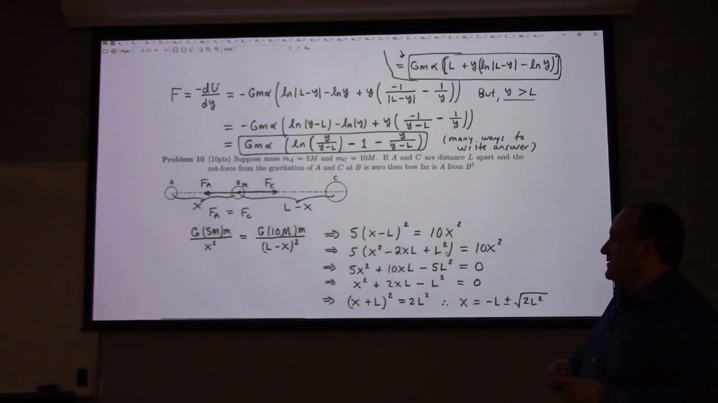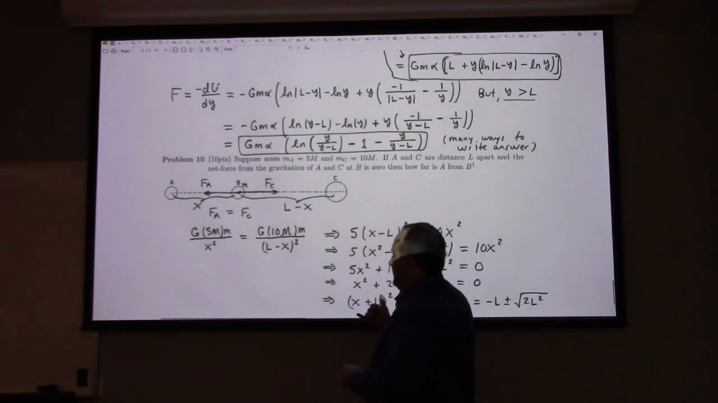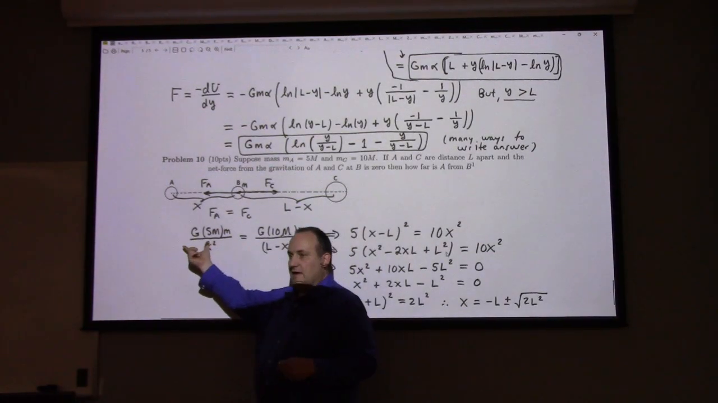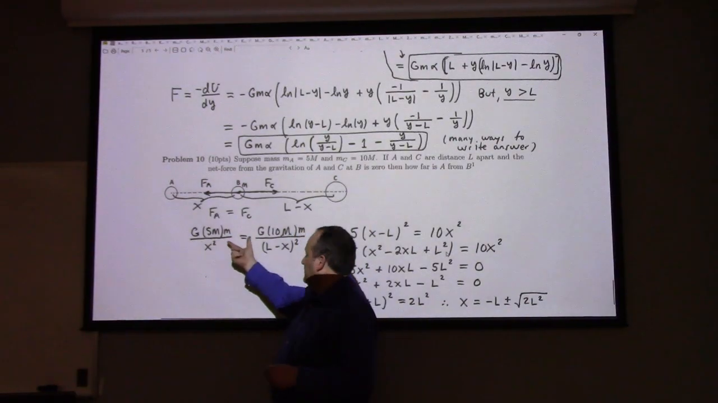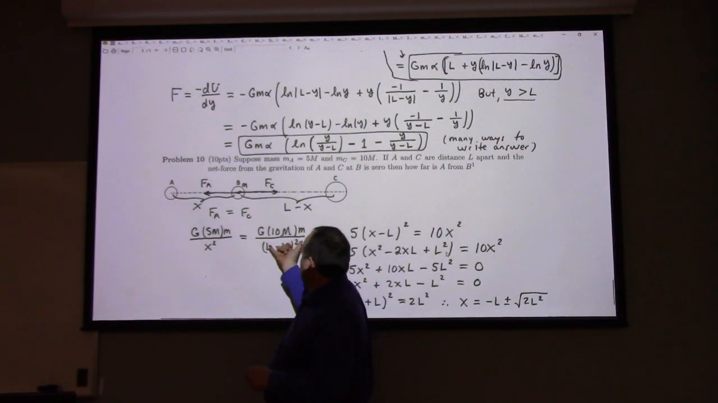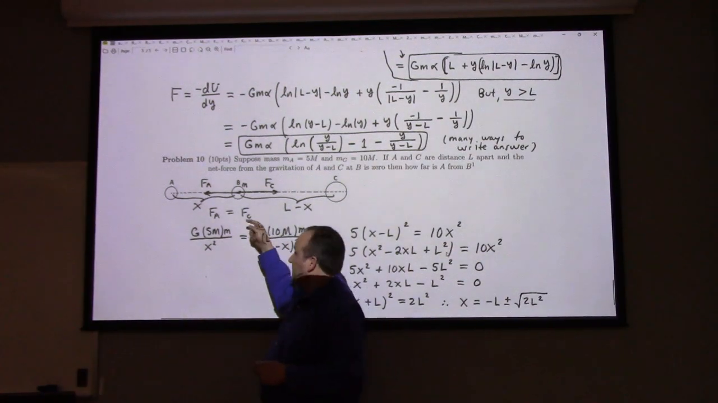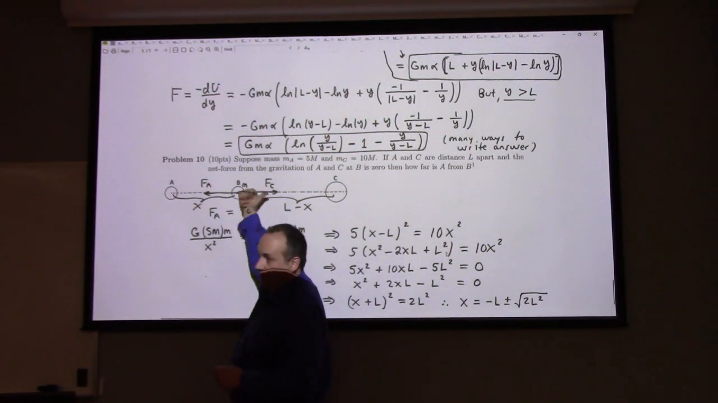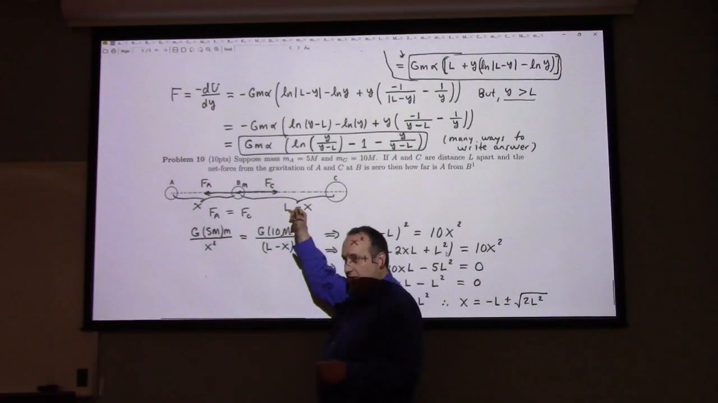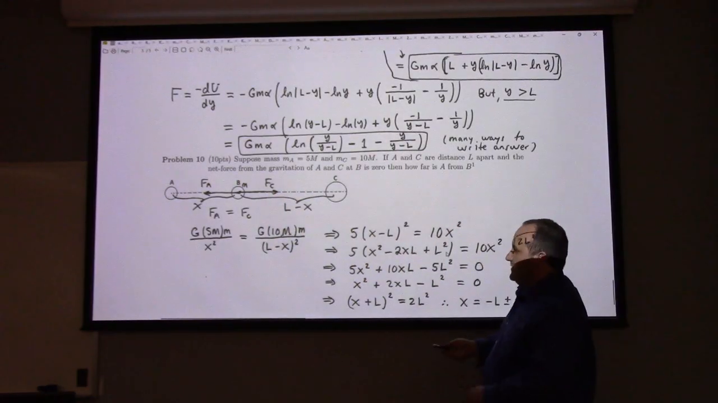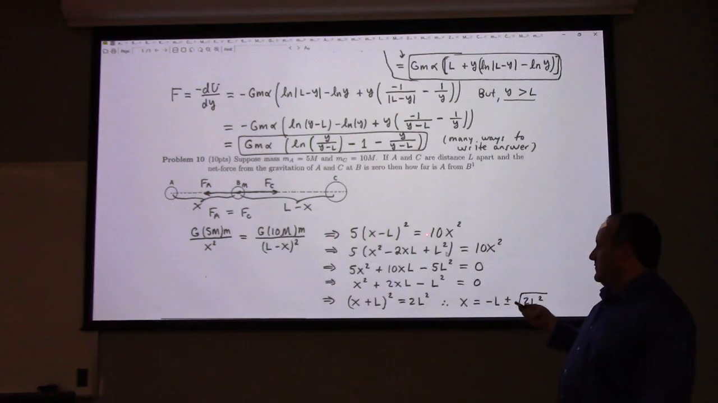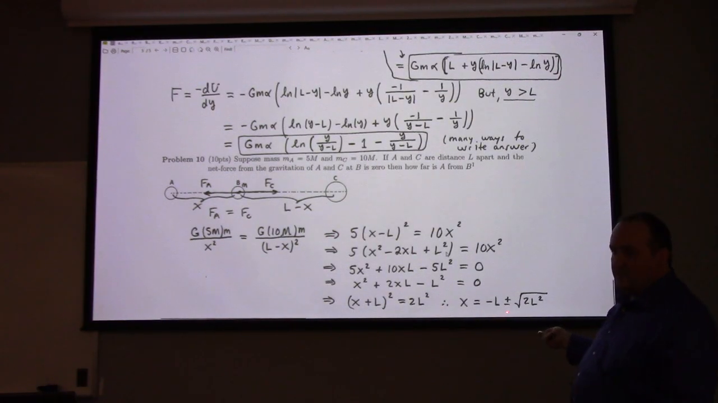What that means is that the gravitational attraction from A, which would be this, and the gravitational force from C, which would be this, must balance if the force is 0, because those are the only forces involved. Gravitational pull that way, gravitational pull that way. They must be equal and opposite to get balance there. And that gives me this equation, which gives me these solutions.